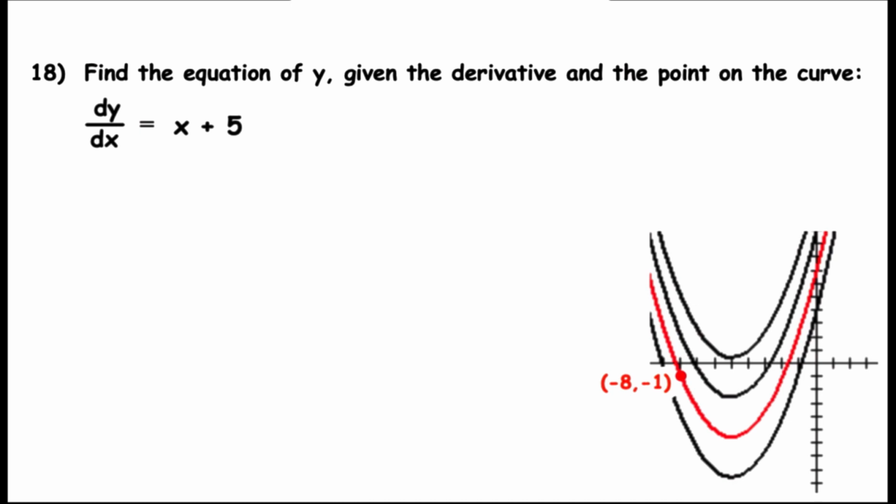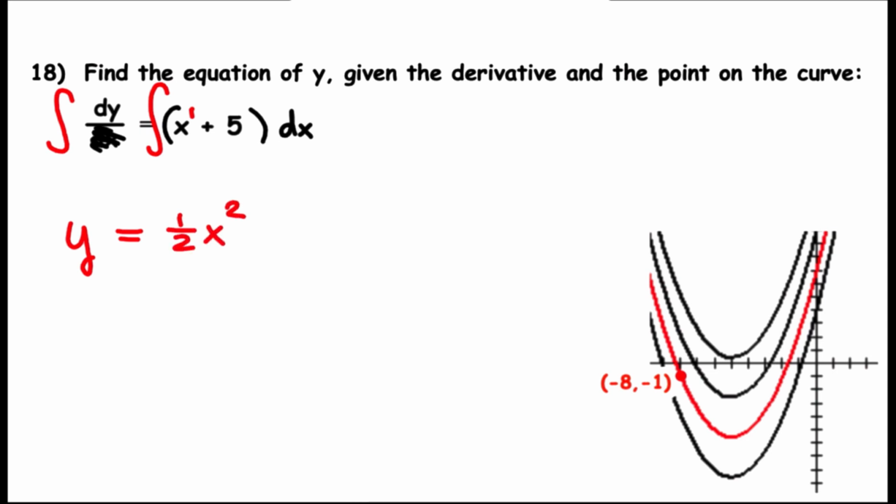So we're going to cruise the dx over to the right-hand side, where it joins its fellow x's. The left-hand side just has y's and dy's, really just dy's. And now we're going to integrate both sides. As we just saw, the integral of dy is y. Over here, the integral of x to the first is just 1/2 x squared, which is good because I see a bunch of parabolas, so I expect to have some squareds, plus 5x plus c.